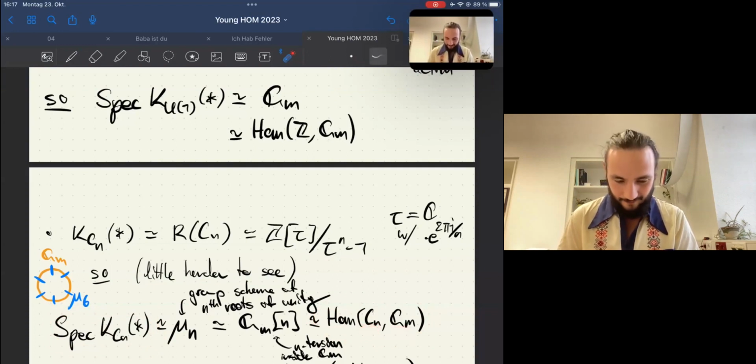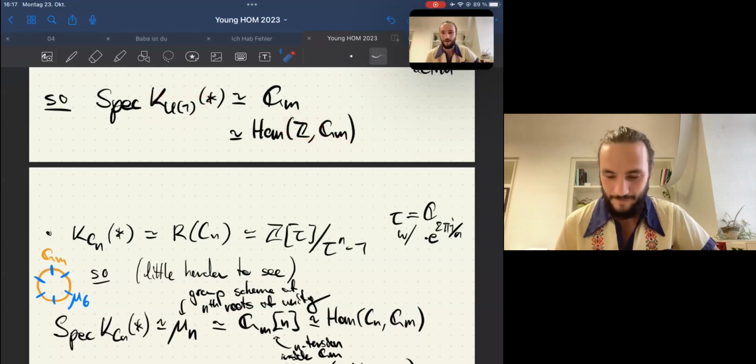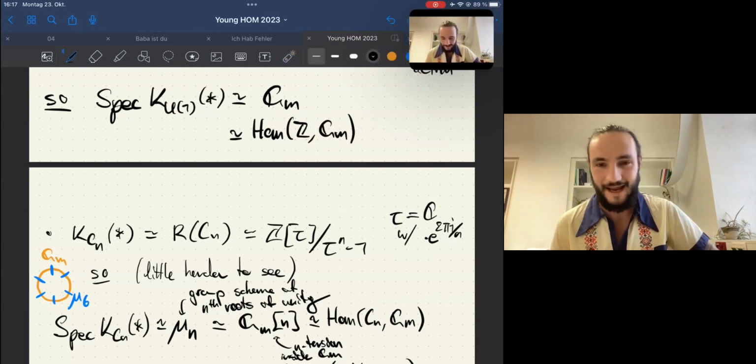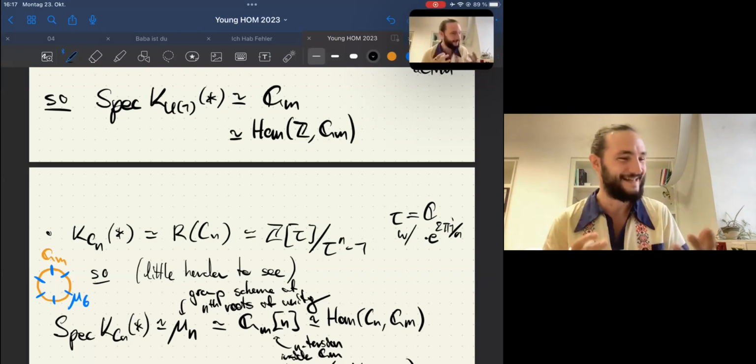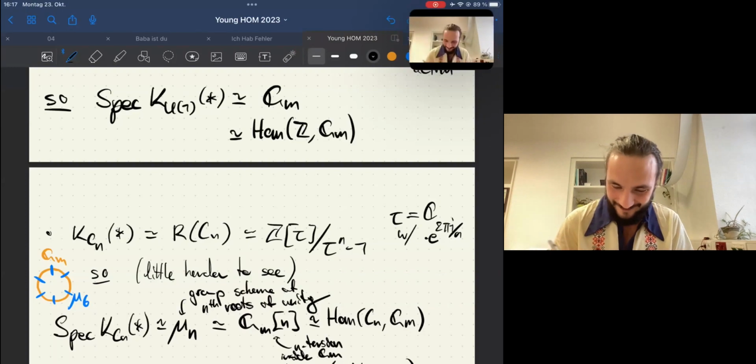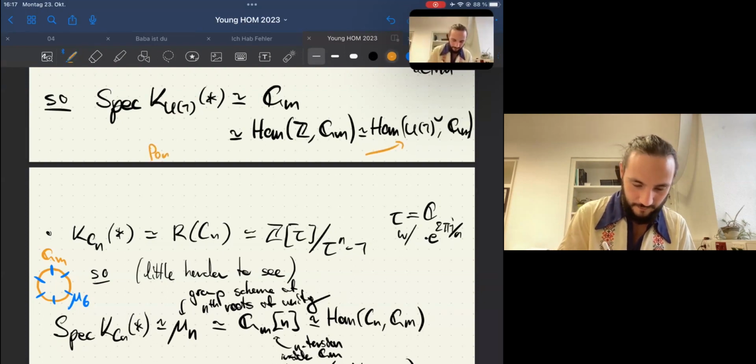But when we look upstairs at U1, we have Gm appearing, but we have Z instead of U1. And now you do this little sleight of hand, which I'm amazed works, and I understand why it's necessary, but I still find it kind of sneaky: you realize that Z is actually the Pontryagin dual of U1. So here, this is Pontryagin dual.